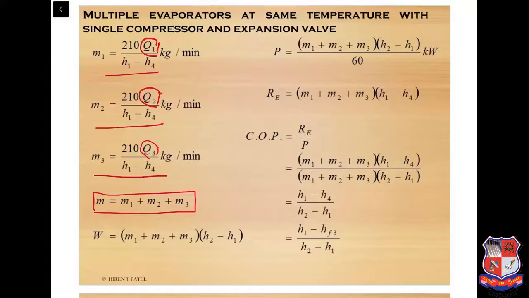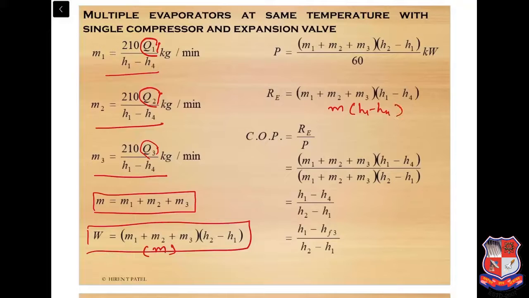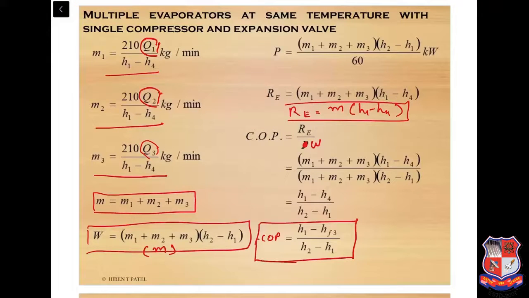So total work done will be m1 plus m2 plus m3, or we can say m into h2 minus h1, and refrigerating effect is m into h1 minus h4, and COP is refrigerating effect divided by the work done, that is W. So here the total COP is h1 minus hf3 divided by h2 minus h1.